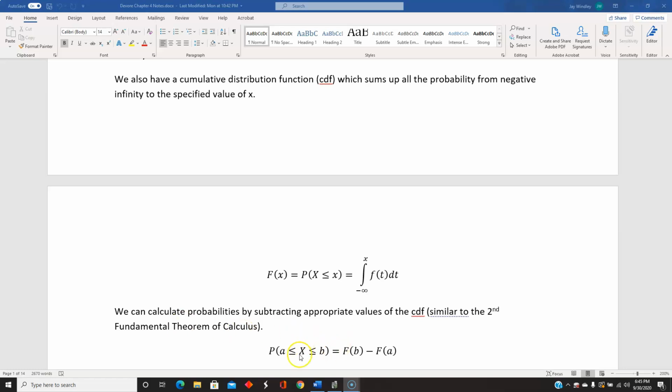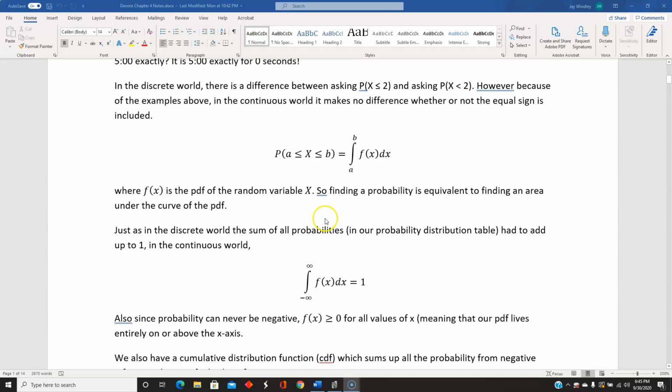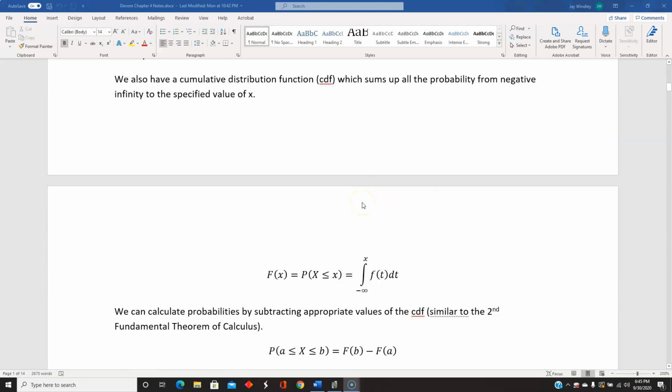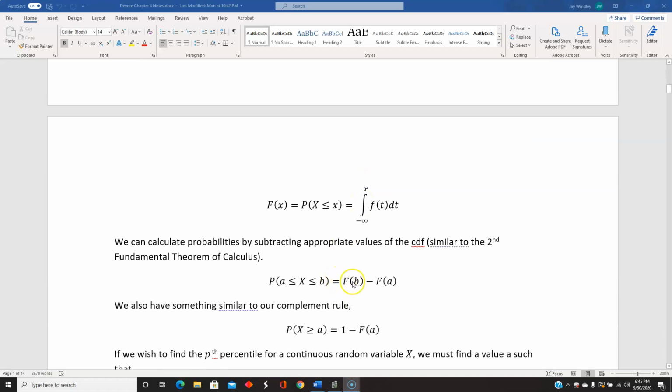So if you want to know the probability that x is between A and B, you can, like up here, integrate from A to B. But if you have a hold of the CDF, you can also just take the CDF evaluated at B and subtract the CDF evaluated at A. That's kind of like the second fundamental theorem of calculus, and that gives you the same answer as the integral. And there's also something similar to our complement rule.